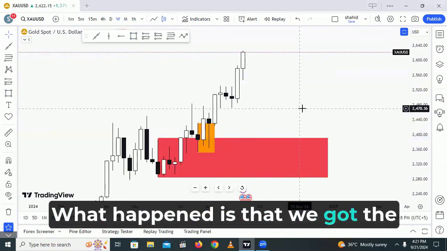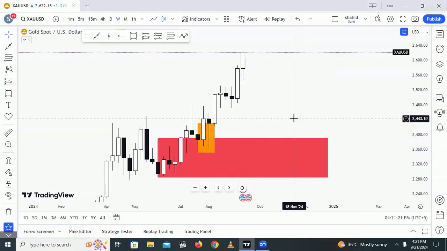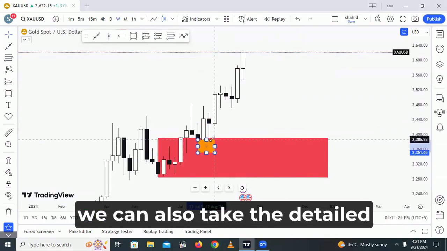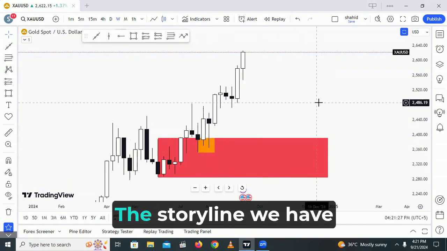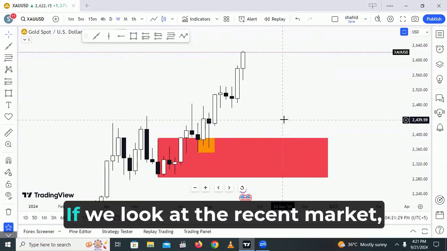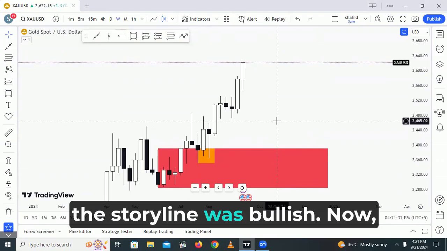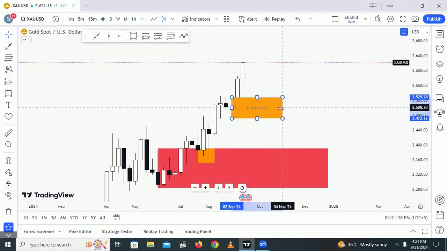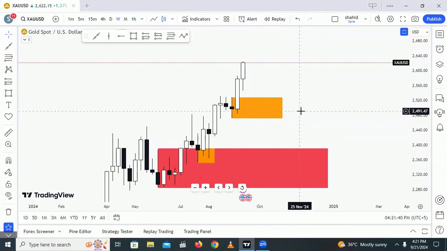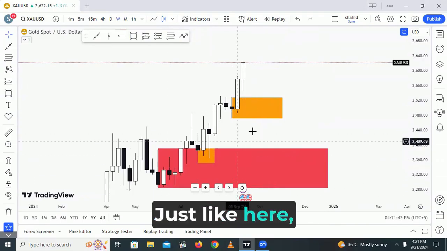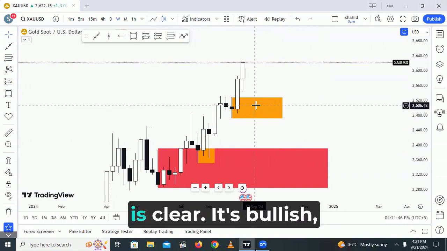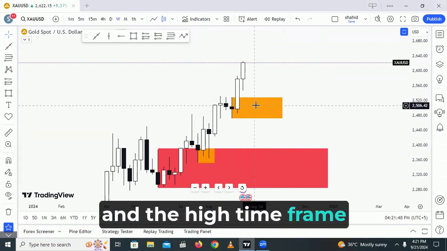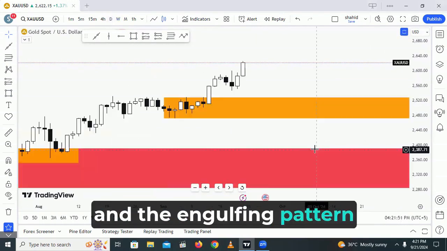What happened is that we got the weekly zone and it's done. Here we can also take the detailed lower part. The storyline we have is bullish. If we look at the recent market, the storyline was bullish. Now if we come to the market with this zone, we'll make an entry. Just like here, our monthly and weekly storyline is clear. It's bullish and the high time frame is bullish and the engulfing pattern has also appeared.